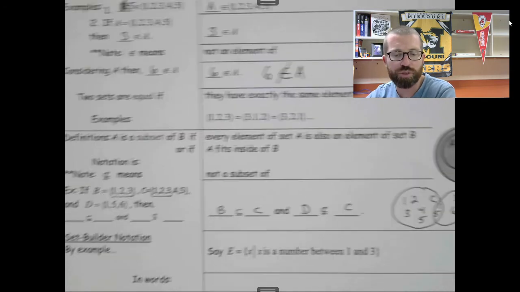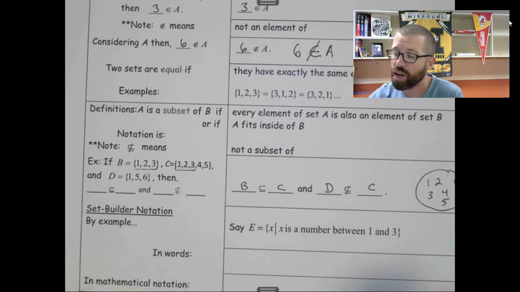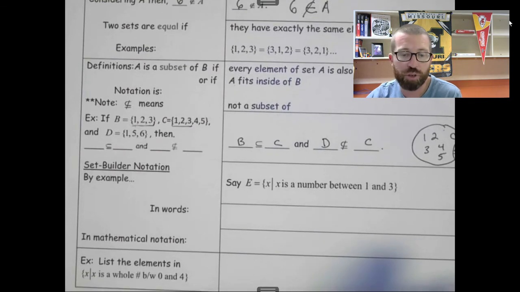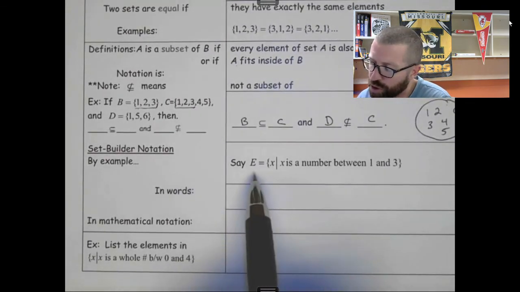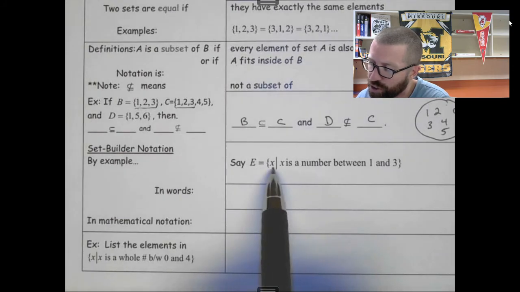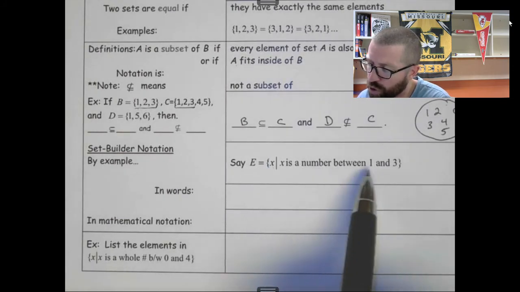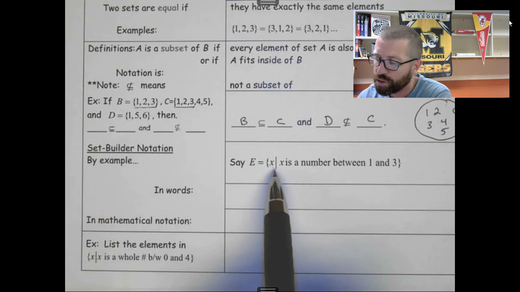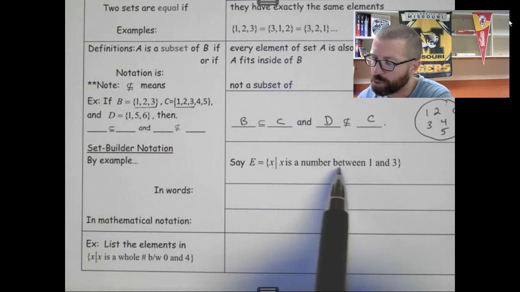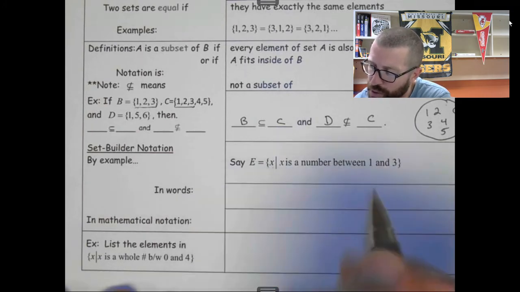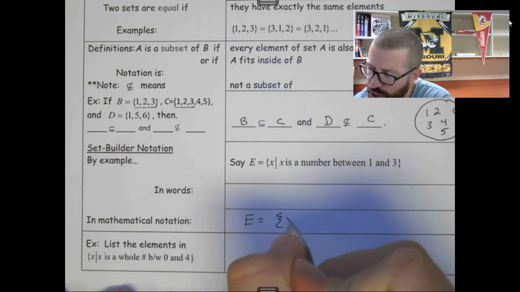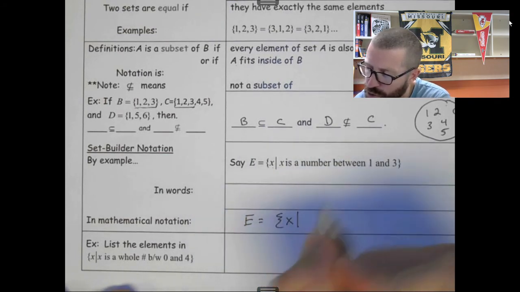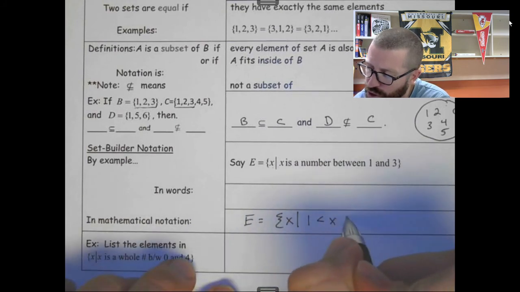There's a couple different notations we'll use in the class. One is set notation, or set builder notation. Say we write it this way: E equals, and then x, and there's a straight bar, x is a number between 1 and 3. In words, that is x such that x is a number between 1 and 3. In mathematical notation, we could change that to x such that 1 is less than x and x is less than 3.